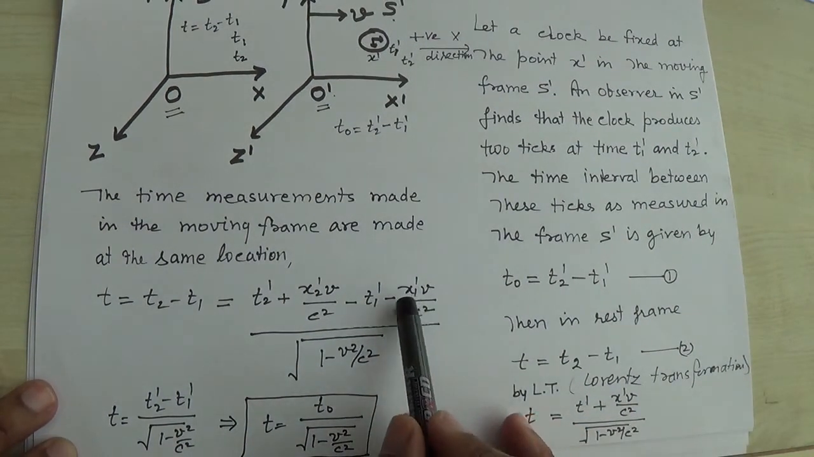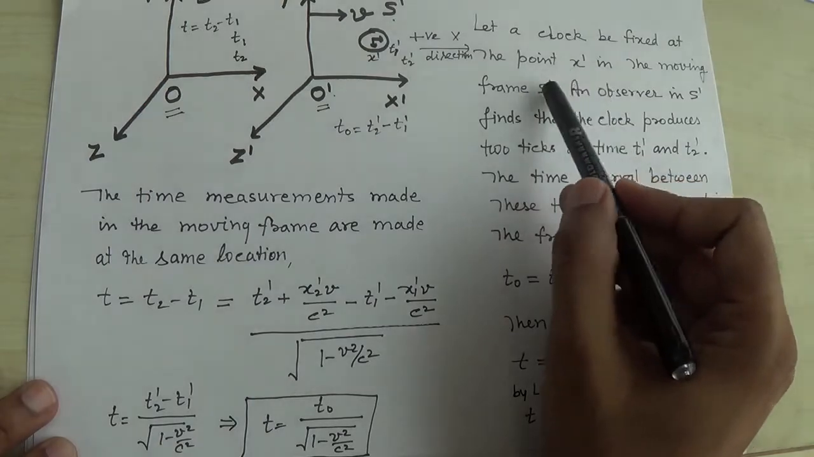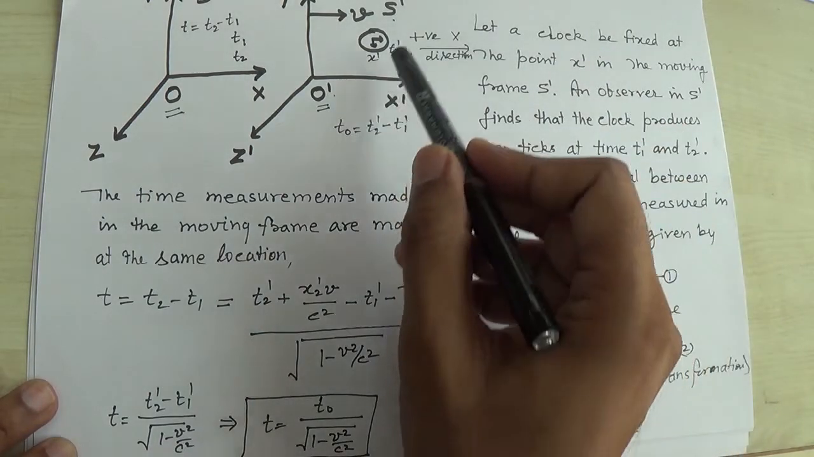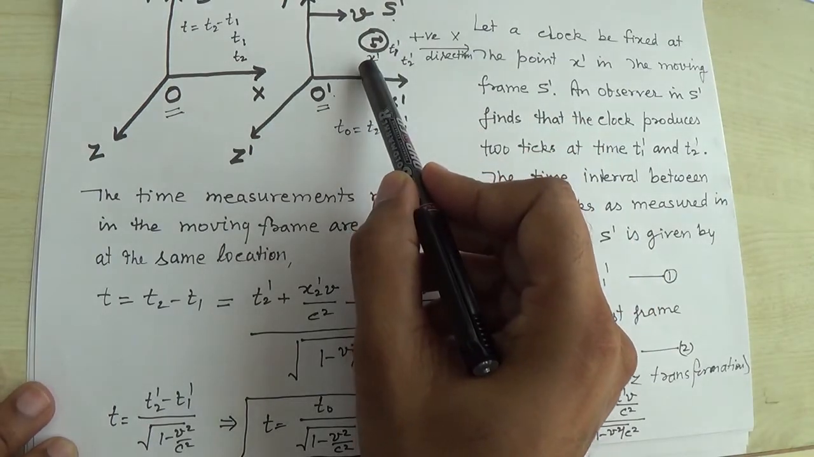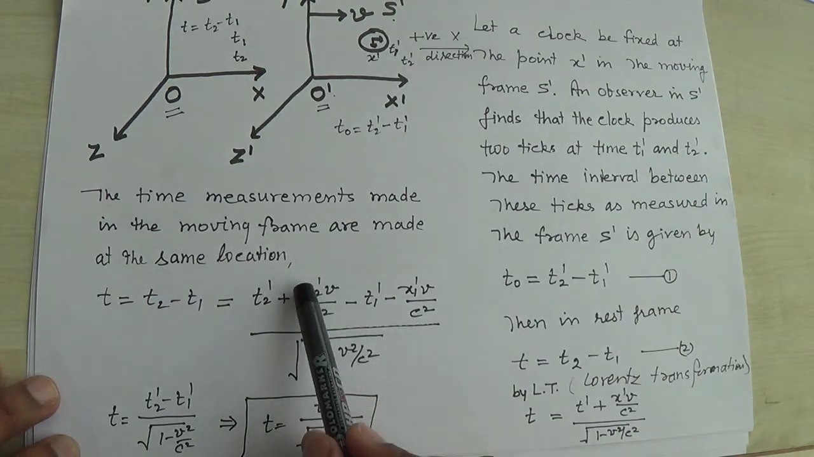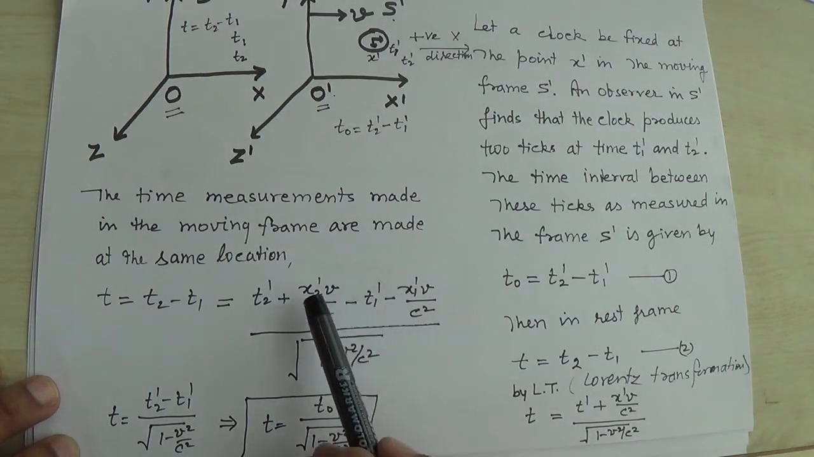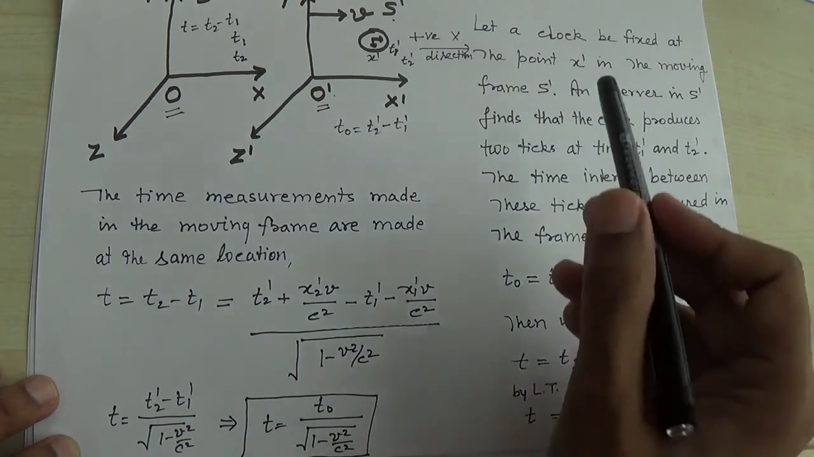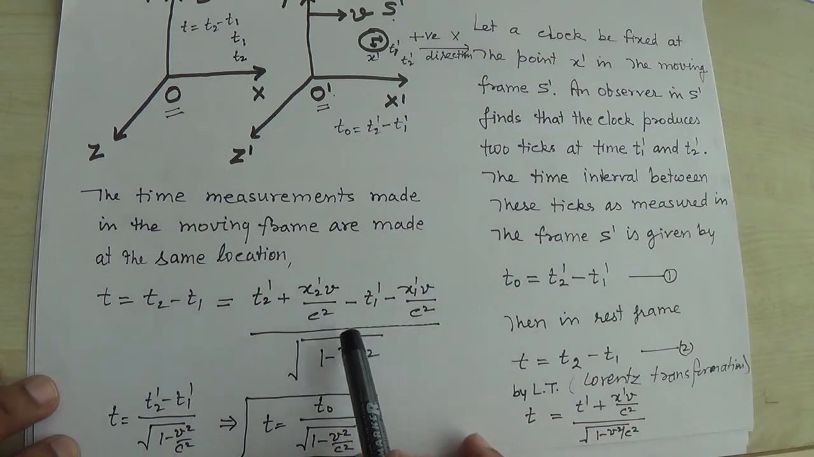Here I am repeating again that in our assumption we have already made clear that the clock is fixed at the x prime point. So in solving this equation, x2 prime and x1 prime are equal, and that is x prime basically. So it cancels out for that reason.